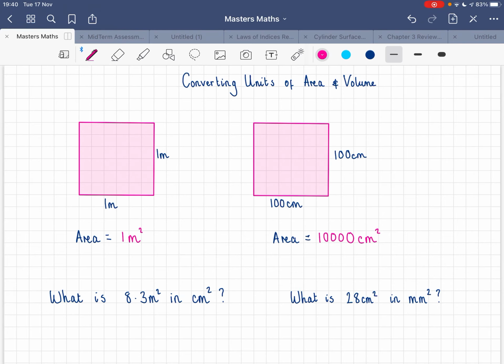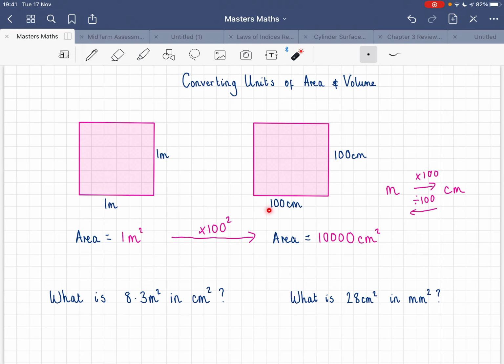If we were converting meters into centimeters, we would times by 100. And if we were going back the other way, from centimeters to meters, we would divide by 100, because there are 100 centimeters in 1 meter. If we're dealing with meters squared, we clearly haven't multiplied by 100, because 1 times 100 is not 10,000. What we have multiplied by is 100 squared. We've multiplied by 100 times 100.